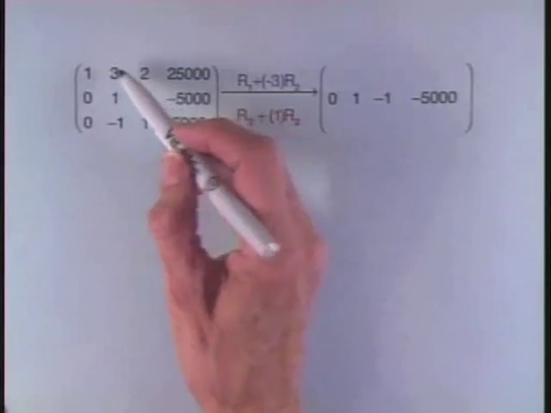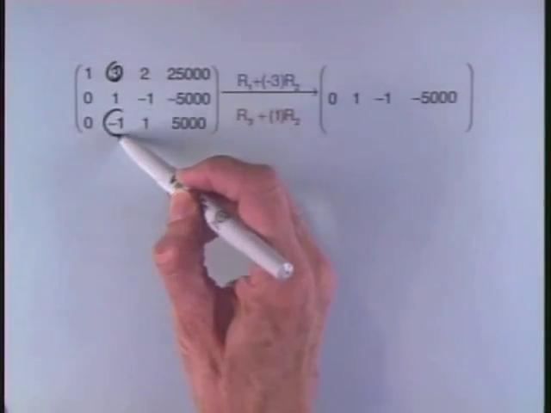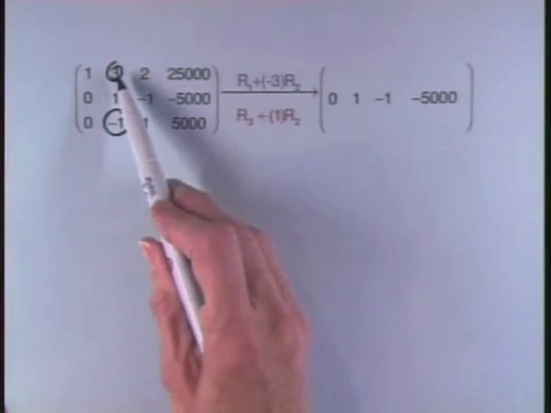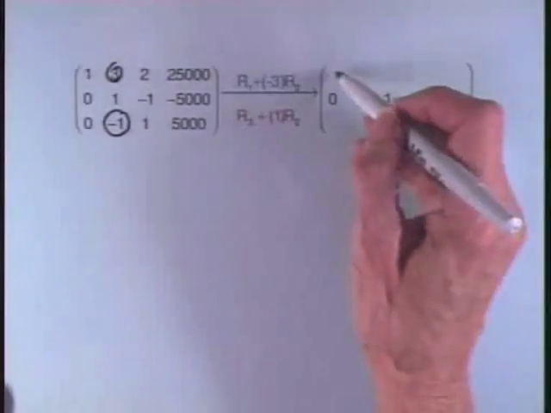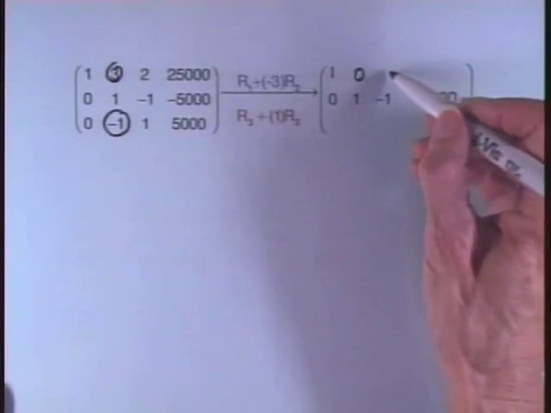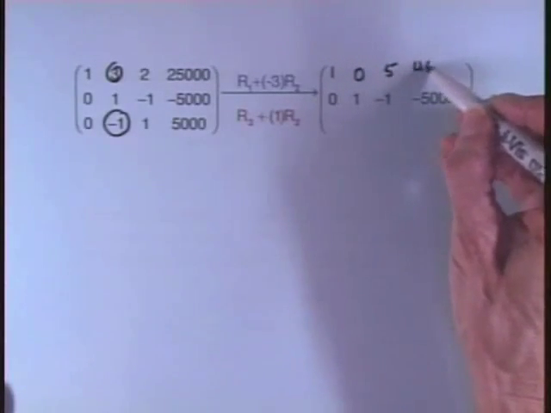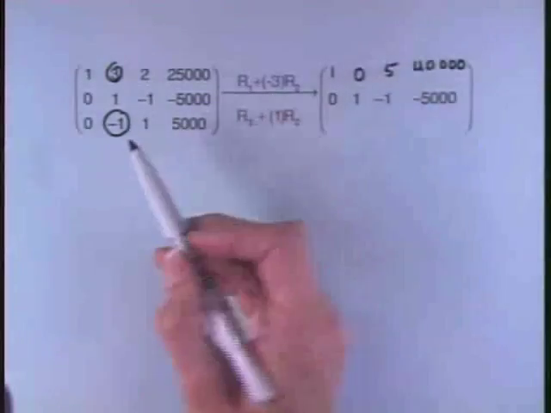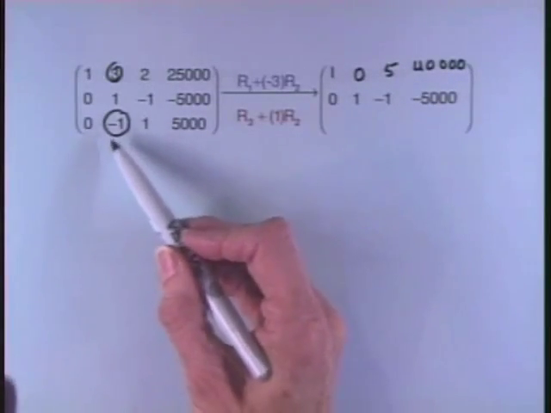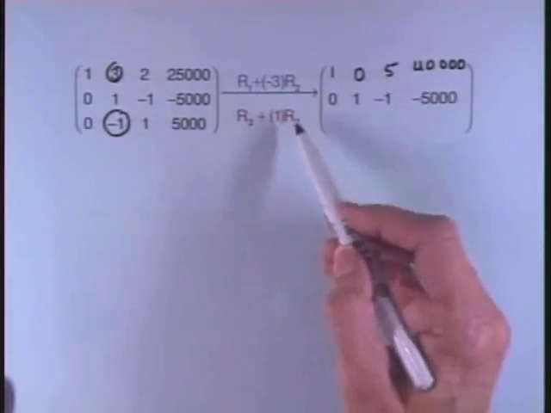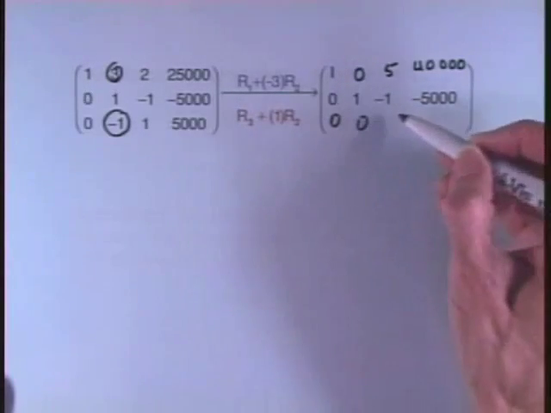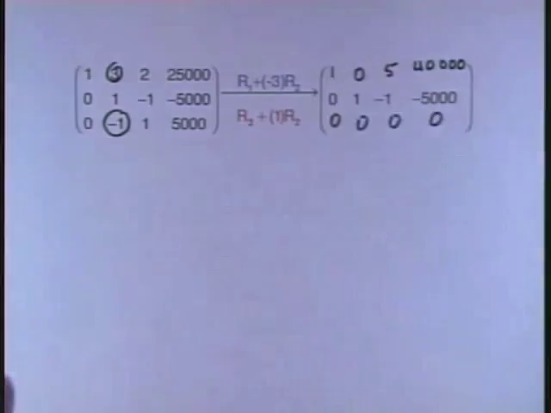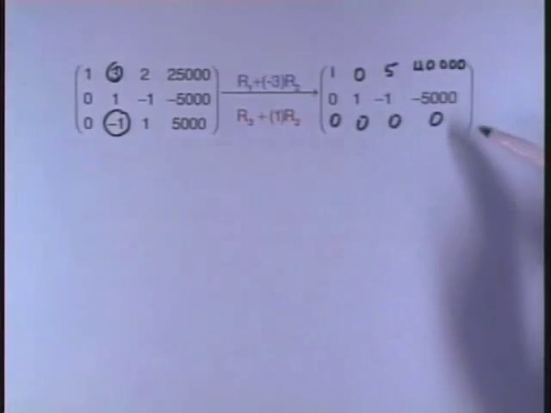So we go to the second column and we need to get zeros above and below the leading 1 in that column. For the 3 to become a 0, we'll take row 1 plus -3 times row 2, which will give us 1, 0, 5, 40,000. To get the 0 in place of the -1 in this row, we'll take row 3 plus 1 times row 2, which will give us 0, 0, 0, 0. This matrix is now in reduced echelon form.